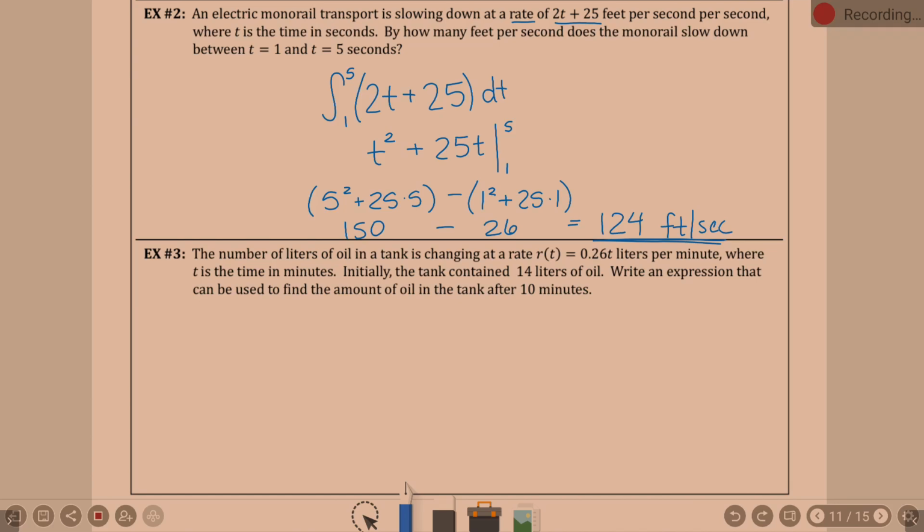14 plus, 0, 10, 0.26. Okay, so you guys noted that there was an initial amount. So we are going to have initial plus accumulation, so 14 plus. Then we were given a rate, so we're going to be integrating the rate of 0.26t. Don't forget your dt, with respect to t. And the amount of oil in the tank after 10 minutes, so that's just from 0 to 10.